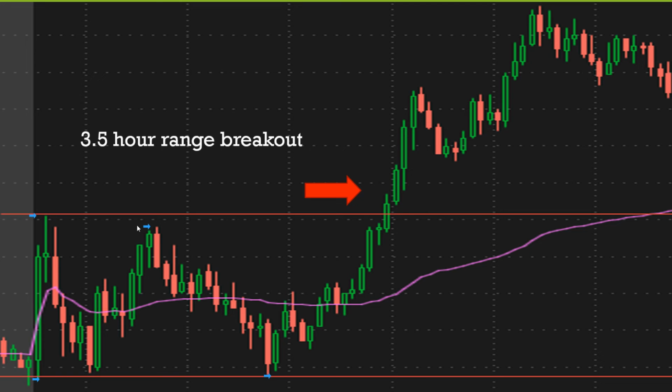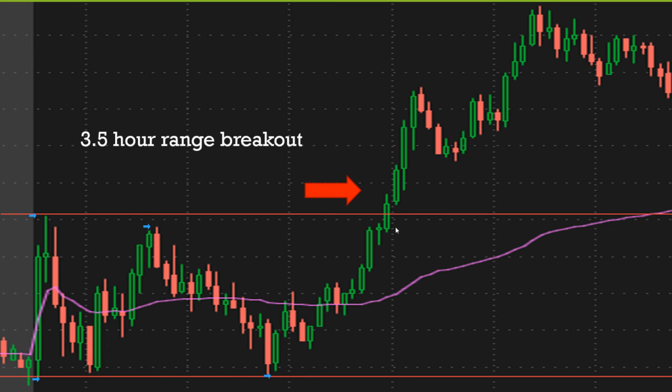You want to be able to spot these ranges and then look for either A, trades that are breaking out of that range, or B, trades that are taking advantage of in between that range. A good example of in between the range is a VWAP fade. I'm getting in roughly right around the VWAP here, so this isn't a VWAP fade, but you're getting in roughly around the VWAP, and you're looking for it to come back down to the bottom of that range.